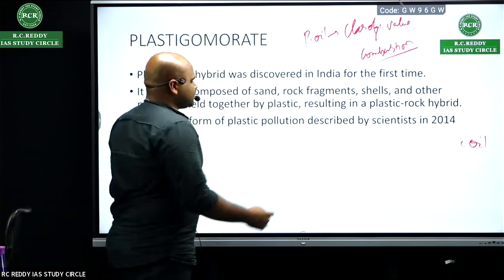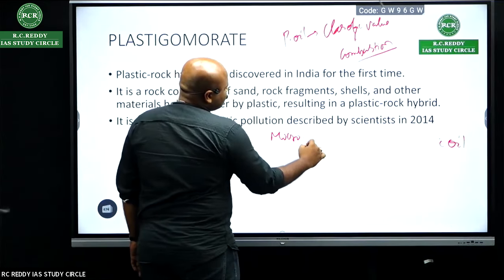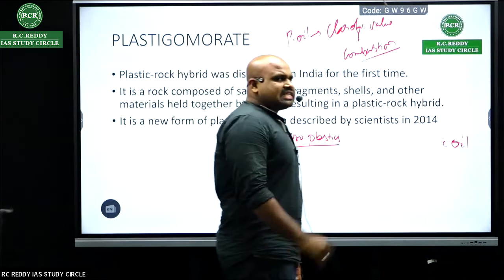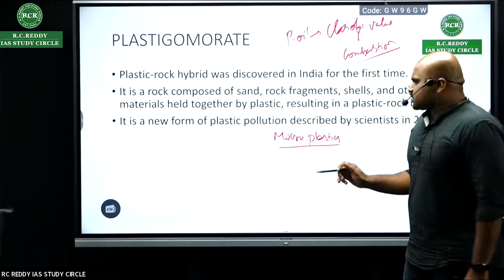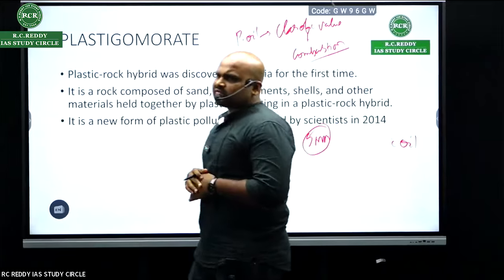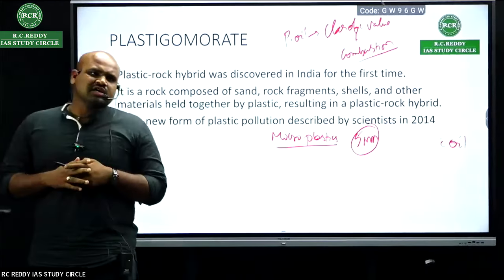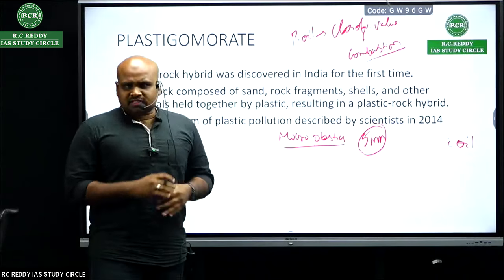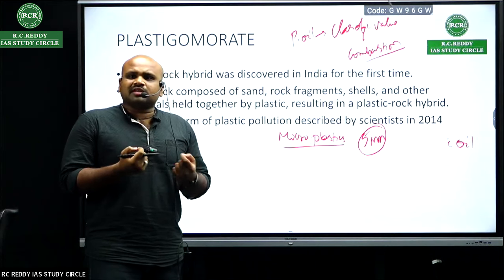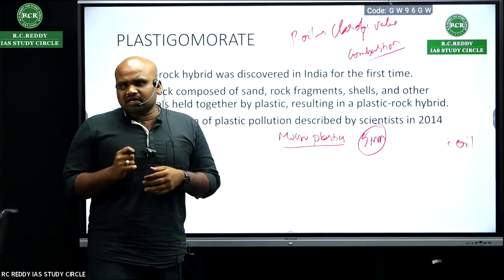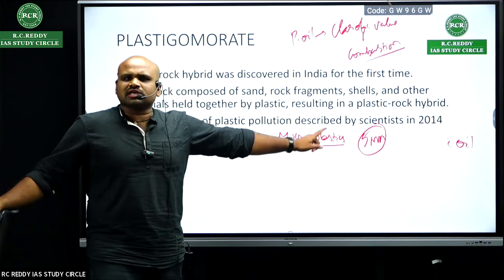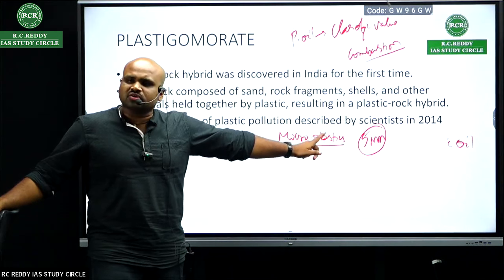One more thing you will have to see is something called microplastics. This concept of microplastics is fundamentally size specific. Whenever it is less than 5 mm, I classify it as microplastic. Anything can be a source of microplastic and anything can be an effect of microplastic. You fundamentally have to understand that this microplastic can turn into a biotoxic or cytotoxic element.